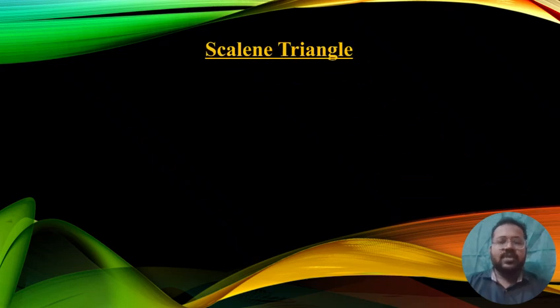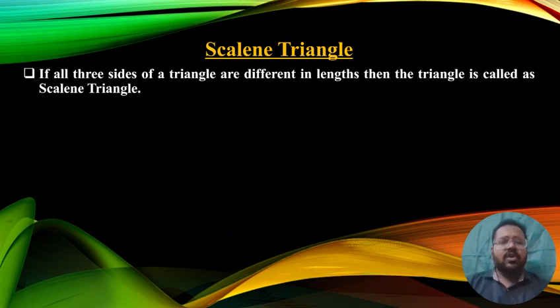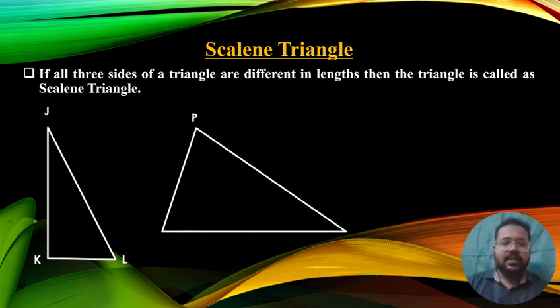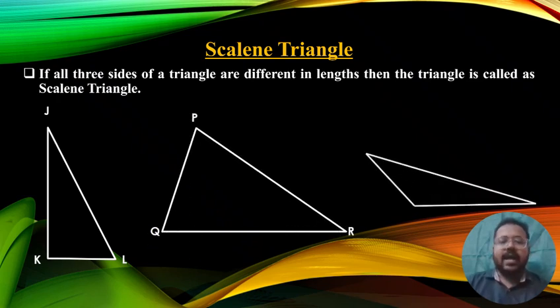Let's move towards the scalene triangle. Here, if all the three sides of a triangle are different in length, then the triangle is called a scalene triangle. Let's observe some figures. This is triangle JKL, this is triangle PQR, and this is triangle HIJ.